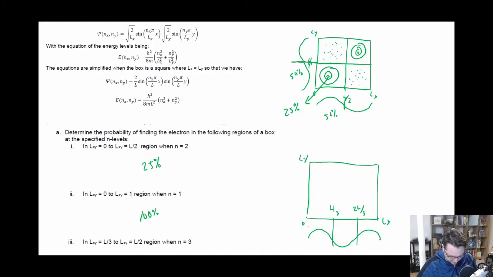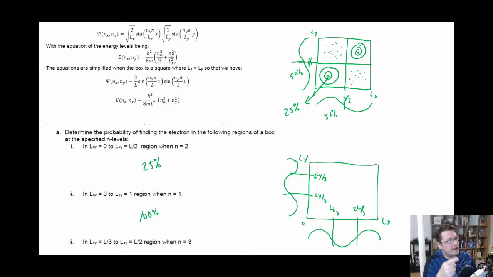And so then for the Ly direction, this is also going to be n equals 3, so it's also going to have nodes, right? So you're going to have one here. So this is Lx over 3, so this then becomes Lx over 3, and then this is Ly over 3, 2Ly over 3. Those are the conditions.